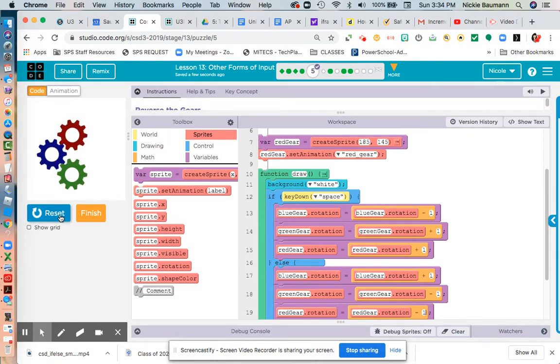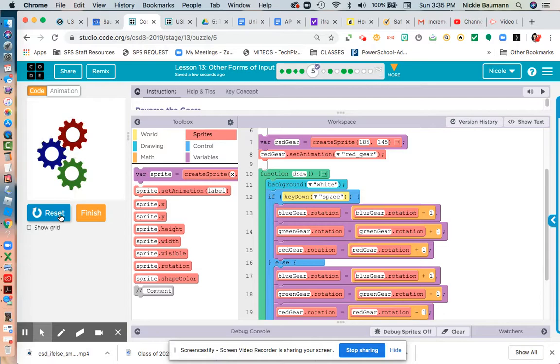So they are going in one direction, correct? Or the green and the red are going in one direction, the blue is going the opposite direction. But when I hit the space bar, they now reverse rotations and they're going the opposite directions. When I let go of the space bar, they return back to the original.